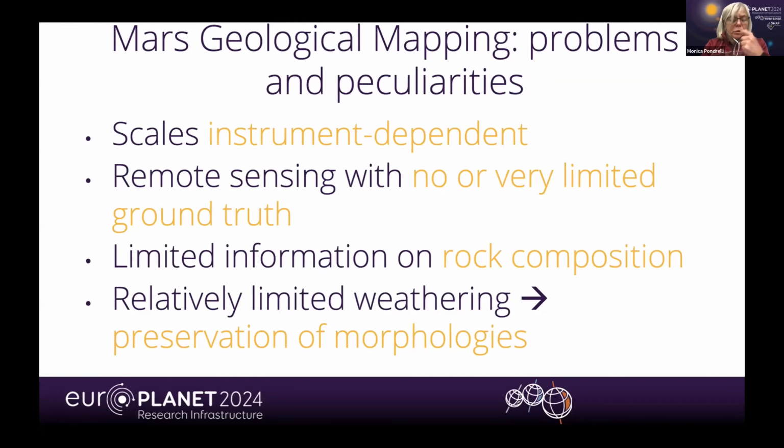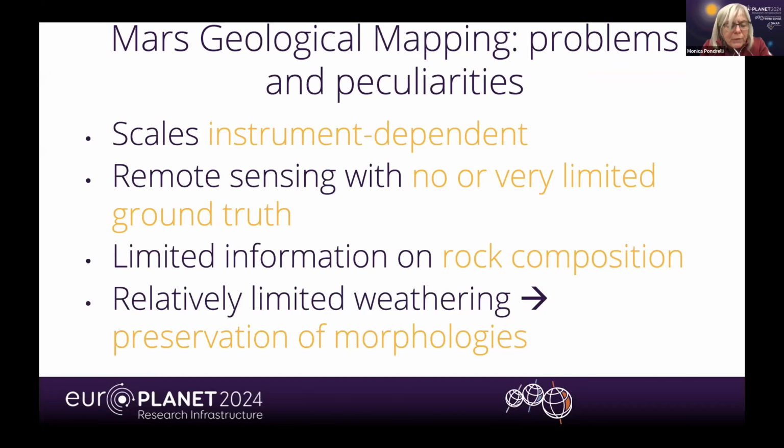Then this is a totally remote sensing method with no or very limited ground truth, because we have very few rovers on the ground. On Earth, normally we can have ground truth, maybe not in all of our study areas, but at least we can tie our analysis with some observations on the ground in some specific important points.